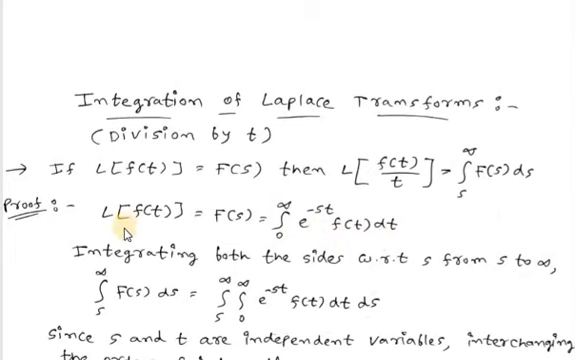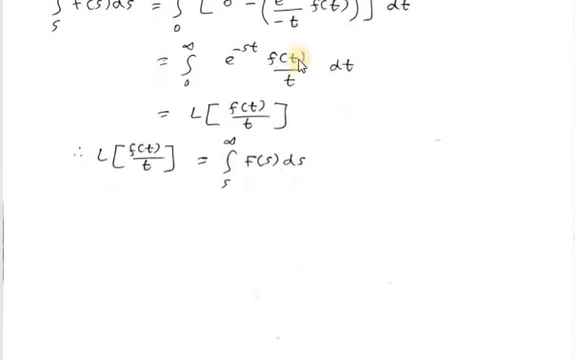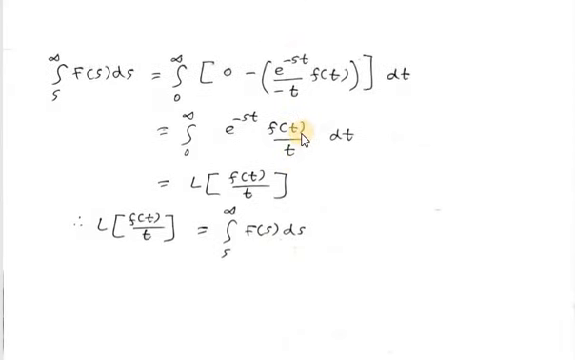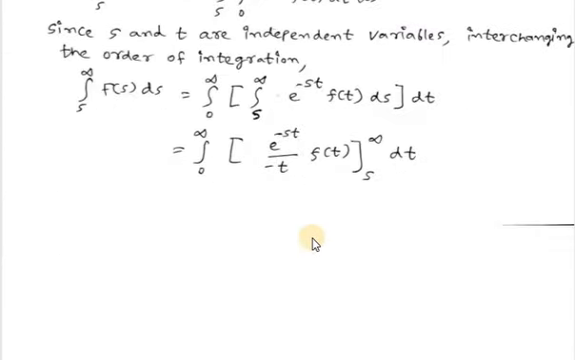Now you can see that integration from 0 to infinity e raised to minus st f of t dt is Laplace of f of t. Over here, in place of f of t we have f of t by t, so this whole integration will become Laplace of f of t by t. So Laplace of f of t by t equals integration from s to infinity F of s ds. So this is the proof of division by t.